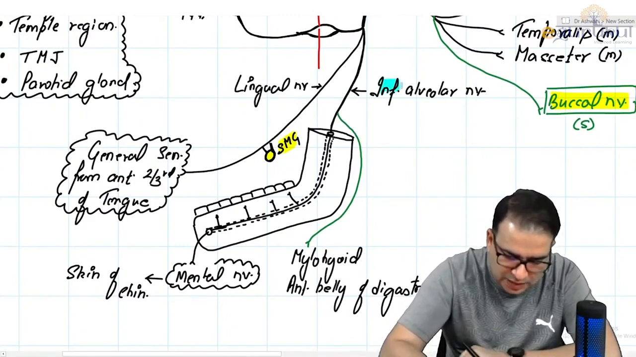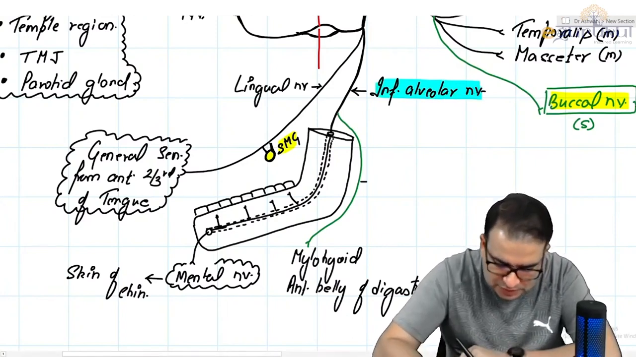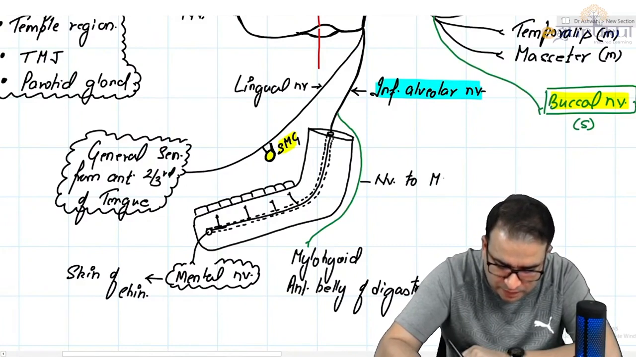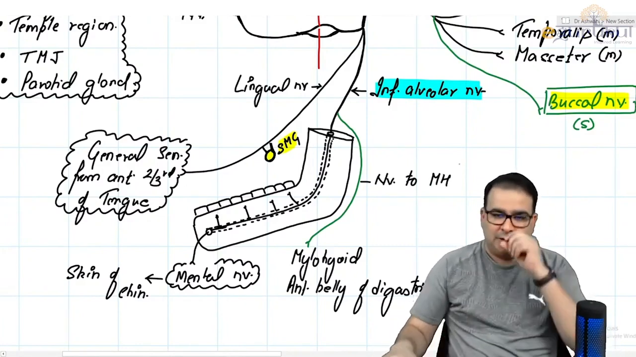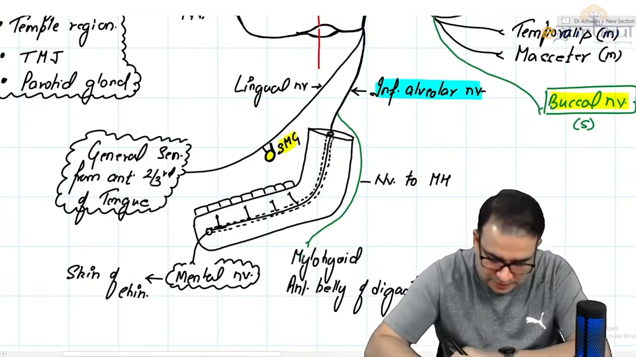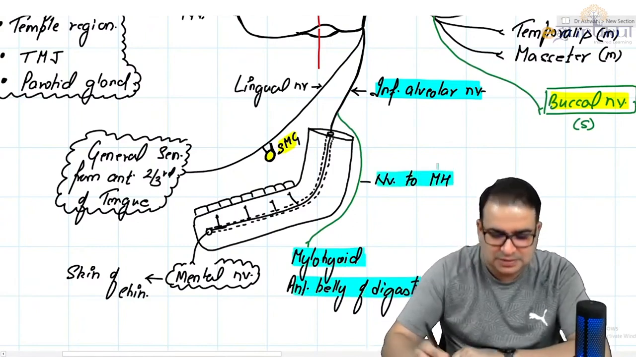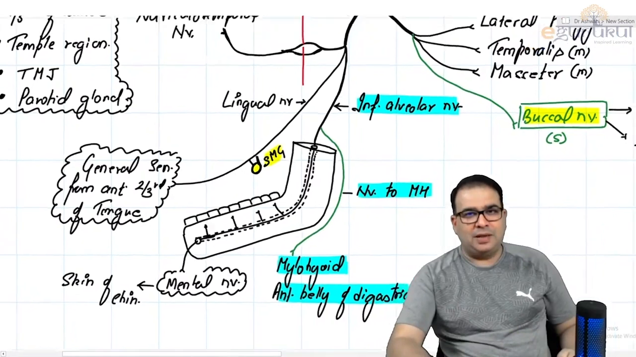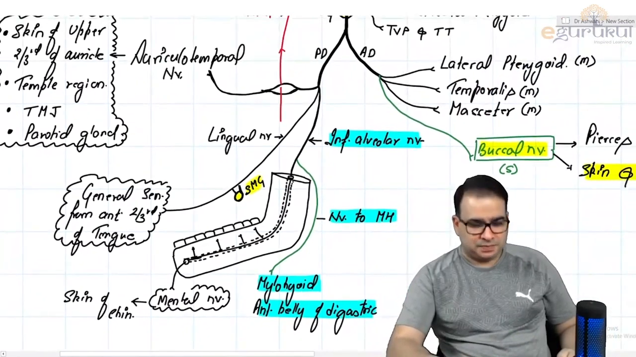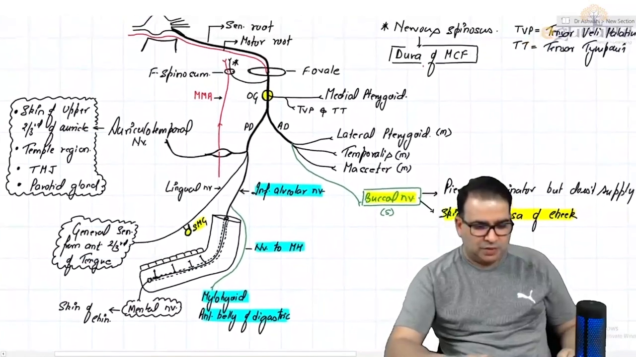So inferior alveolar branch gives off a division. What is the name of this nerve? The nerve is called simply nerve to mylohyoid. We call it nerve to mylohyoid only, but it is supplying two muscles. Which two muscles? One is the mylohyoid itself and one is the anterior belly of digastric, guys. The nerve to mylohyoid supplies mylohyoid and the anterior belly of digastric. That's the whole story of the mandibular nerve.